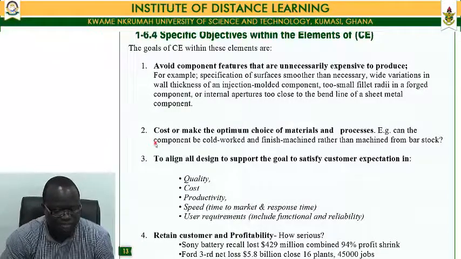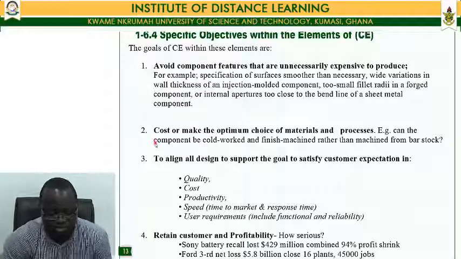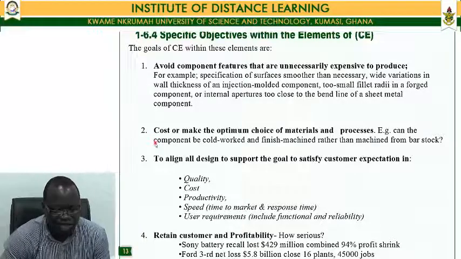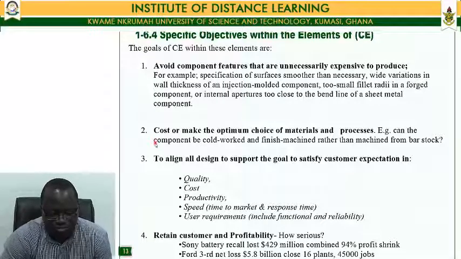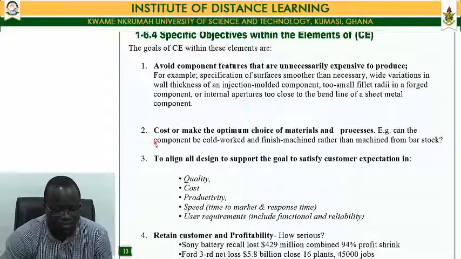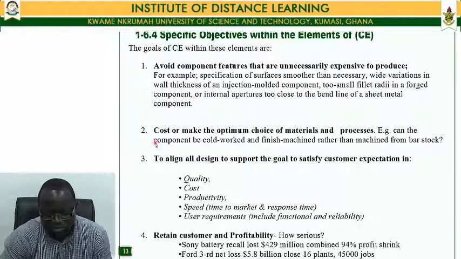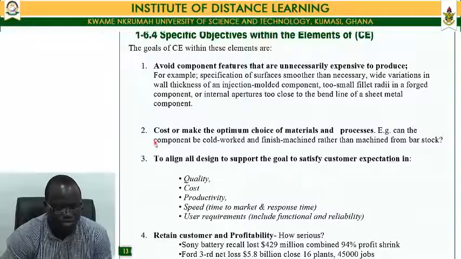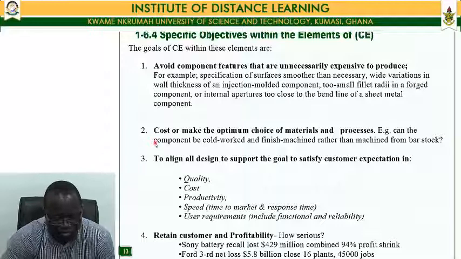Specifically, that is one aspect they will have to consider. And then the second is to cost and make the optimum choice of materials and processes. Because if they do a careful analysis of the manufacturing process, they will cost and make optimum choices. For example, if a component can be cold worked and finish machined rather than machined from bar stock or whatever, then they will look at the cost involved.